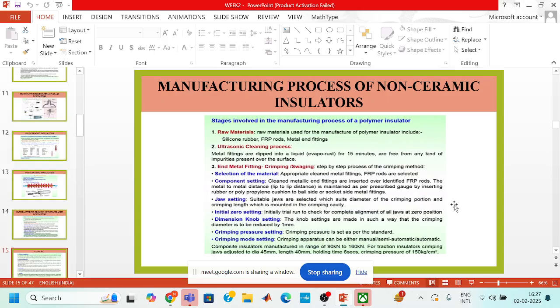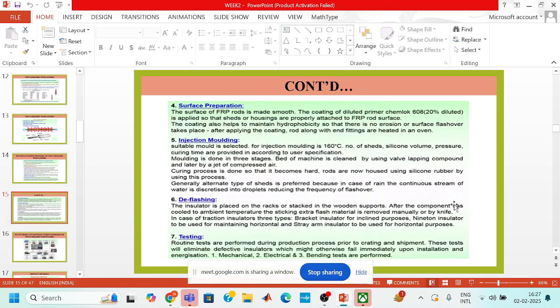Then after that, we perform the surface preparation. The surface of FRP rods is made smooth. A coating of diluted primer Chemlok 608, 20% diluted, is applied so that the sheds or housing are properly attached to the FRP rod surface. The coating also helps to maintain high hydrophobicity so that no erosion or surface flashover takes place.